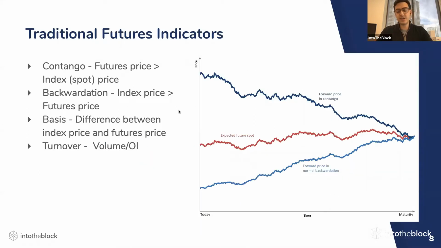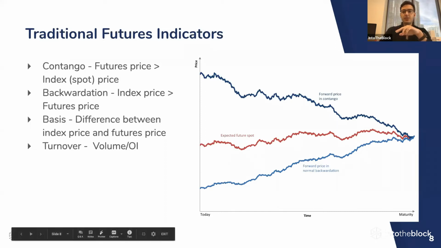Other slightly more advanced traditional futures indicators include contango, which is essentially when the futures price exceeds the current spot price, and backwardation, sometimes known as normal backwardation, which is the opposite, when the futures price is lower than the expected spot price. Basis is just the difference, so the area between these curves, I should say. And turnover is the volume divided by the open interest.